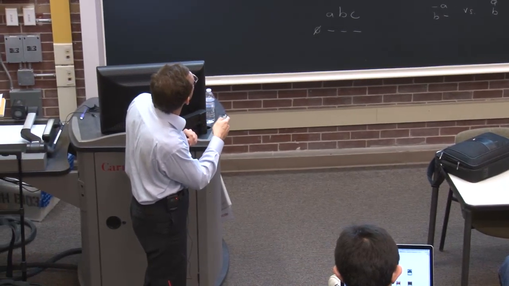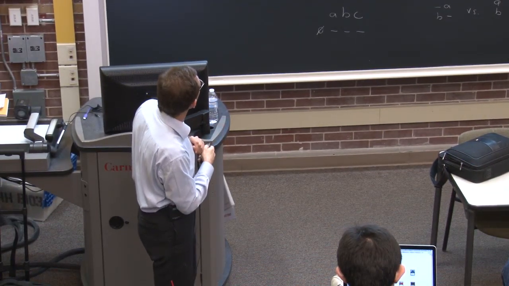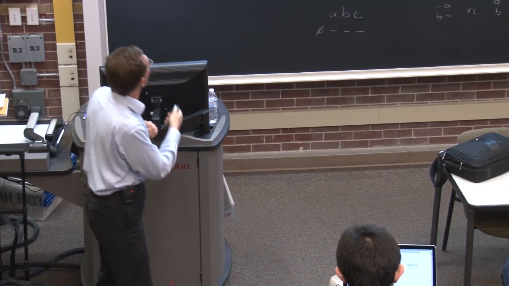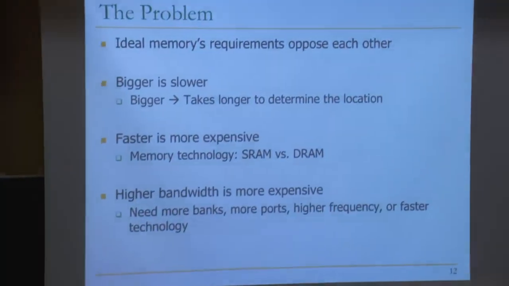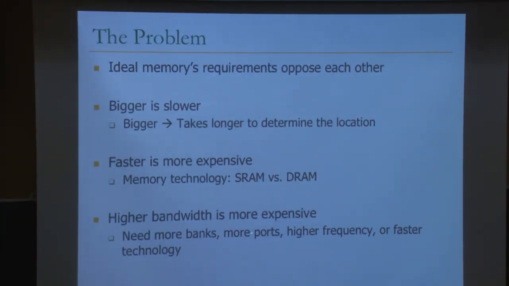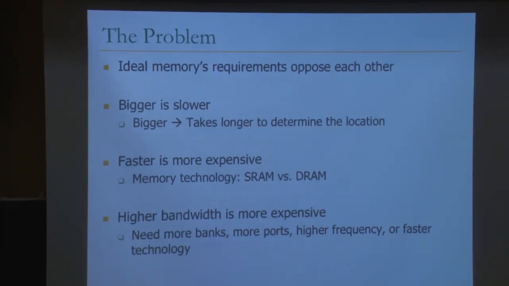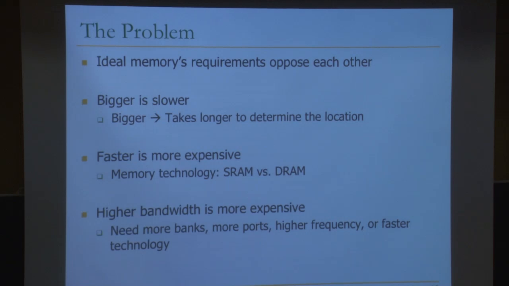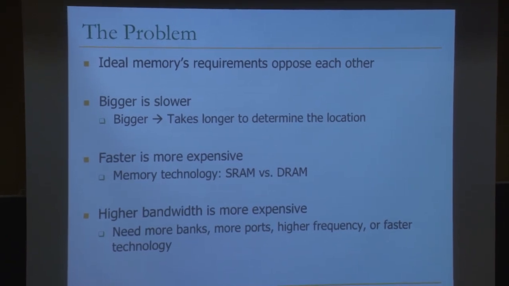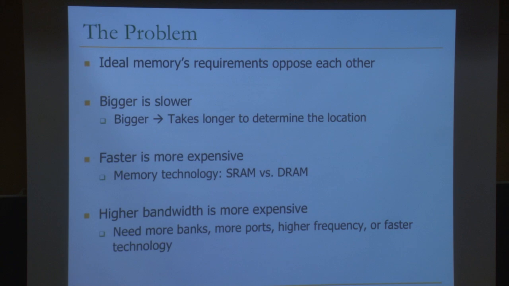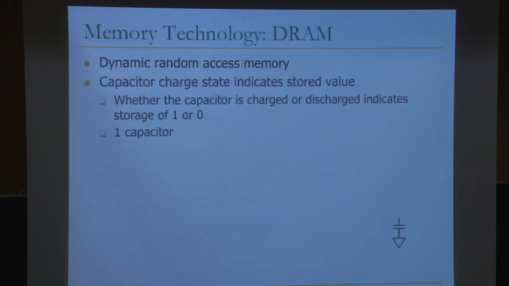And we'll see SRAM versus DRAM first. And higher bandwidth is more expensive because of what I said. To get higher bandwidth, you can employ many different techniques. You need more banks. You can have more ports. You can have higher frequency. Or again, you can have faster technology, right? A faster technology provides you high bandwidth because it can pump out data much more quickly because the latency is lower. And you can pipeline things faster. So these are all expensive. And we'll cover ways of achieving this as well.